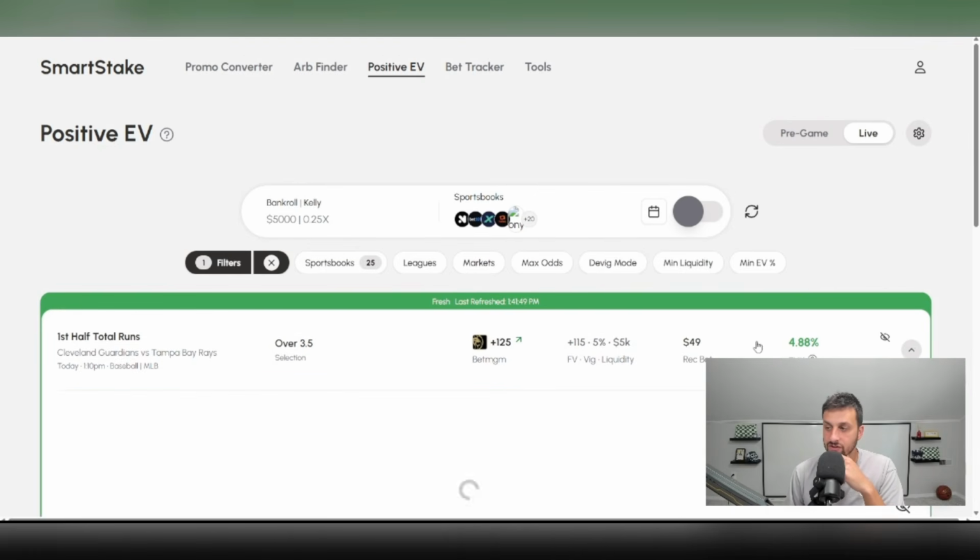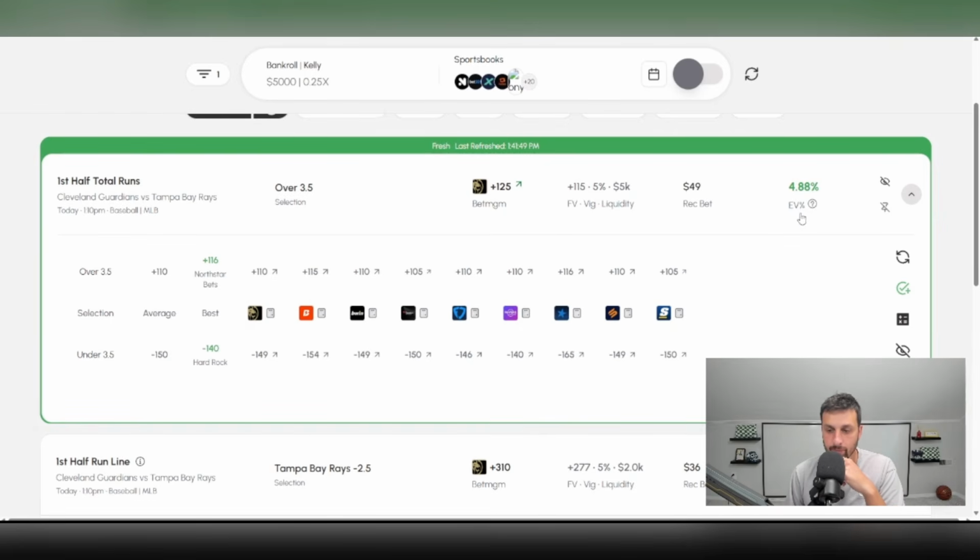Plus 125 is currently 4.88% positive expected value. You can see FanDuel here at plus 110, Hard Rock at plus 110. This is good. This is what I actually like and actually would bet, because we get a larger sample size of books and the majority of the market is at this 110, 105, 116 number. So 125 would be one that I would be like, yes, let's bet this.